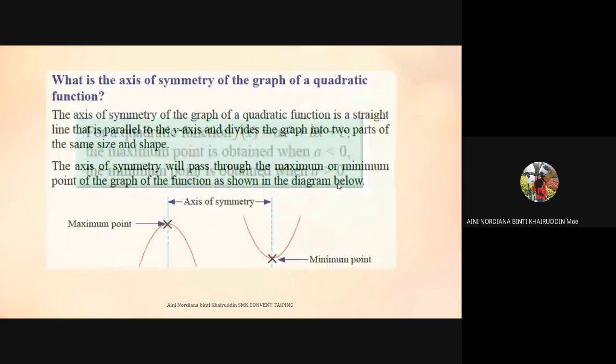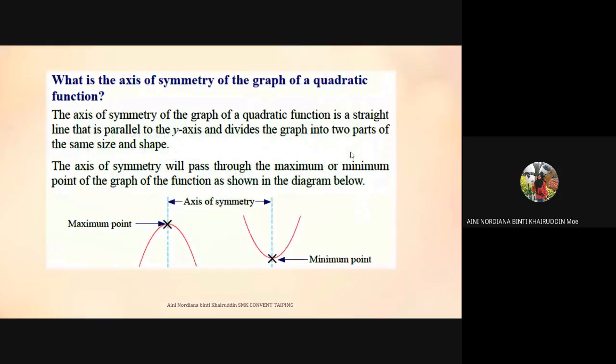Macam mana nak ingat? Senang je. Kalau positive number, you always positive, then you smile lah. So smile shape graph. Kalau you always negative, kita bagi sad shape graph.